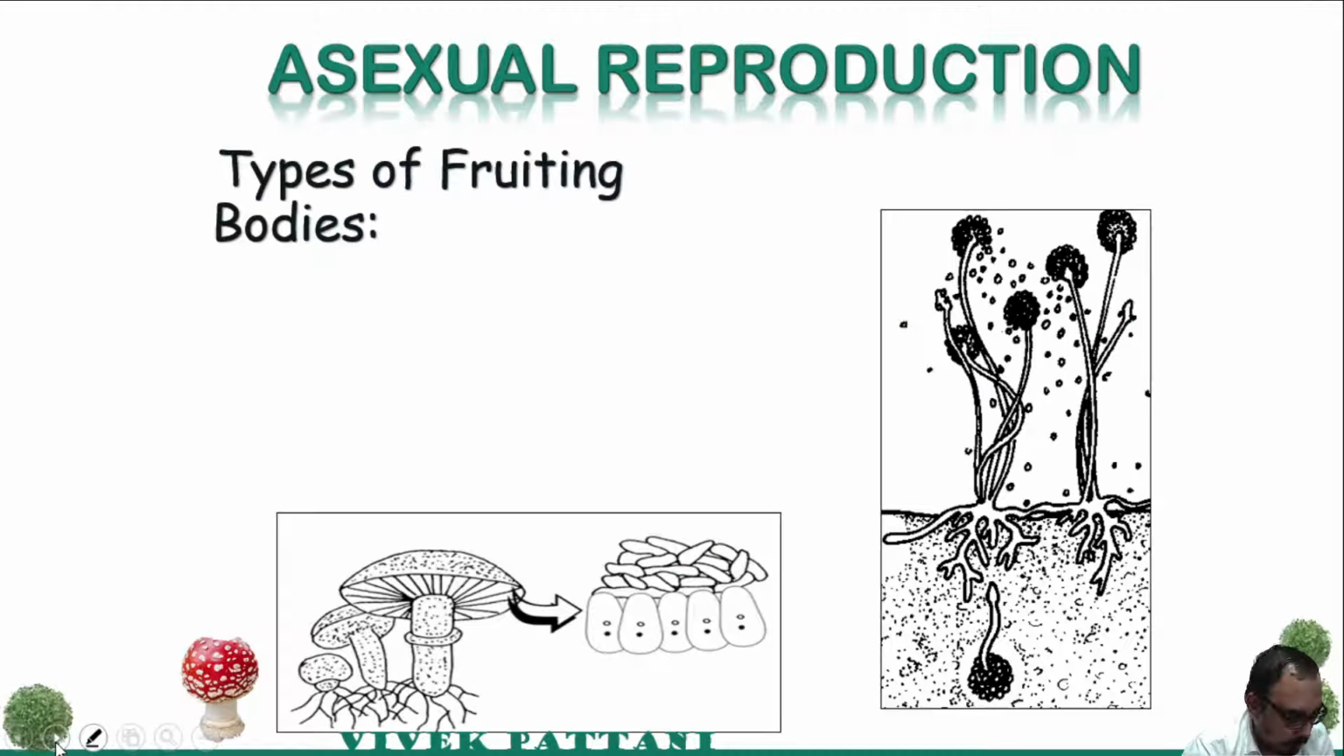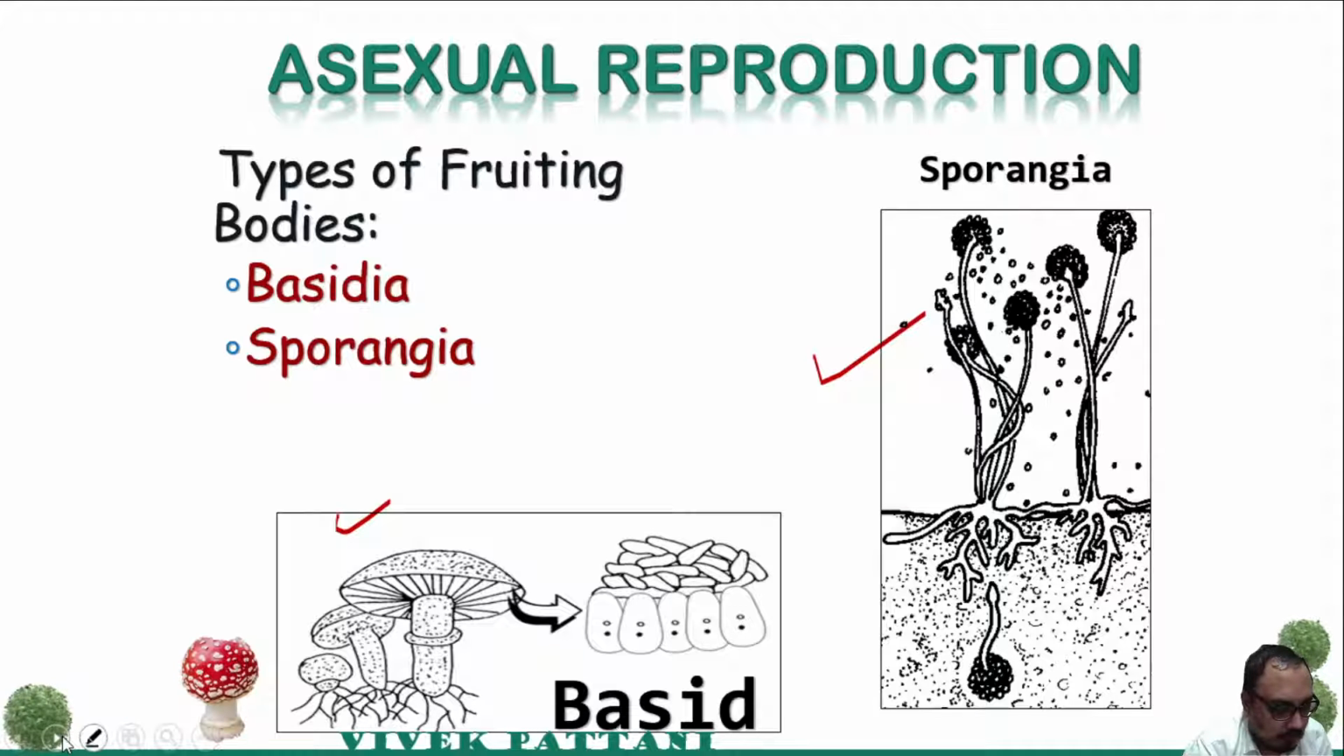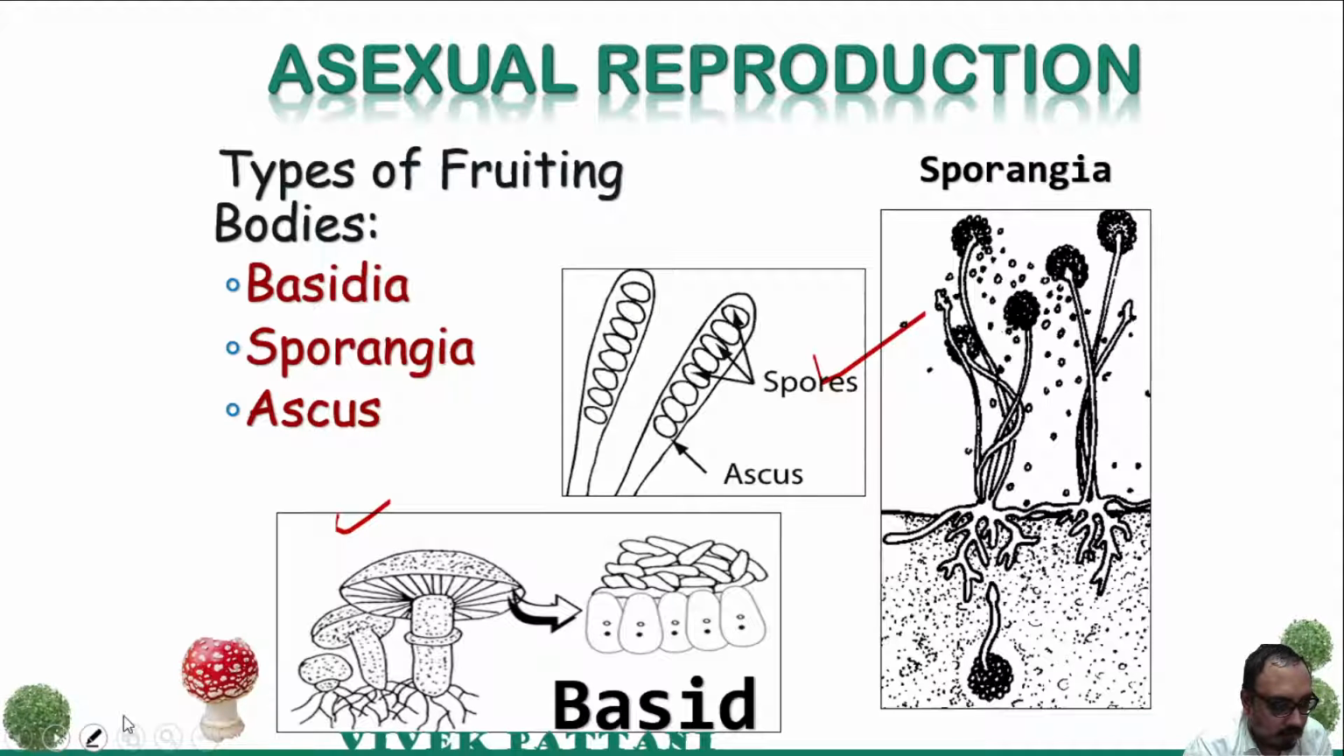Now types of fruiting bodies. Moving forward with the types of fruiting bodies, they may be basidia, given here is a basidia. Next one given here is a sporangia, okay. You can clearly see the differences between basidia and sporangia. And the last ones are ascus, also known as ascomycetes, and basidia, which represents basidiomycetes, okay. So these structures basically help even in the identification of the fungi as well, okay.